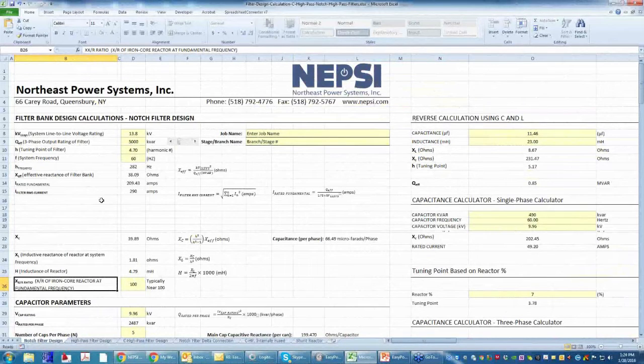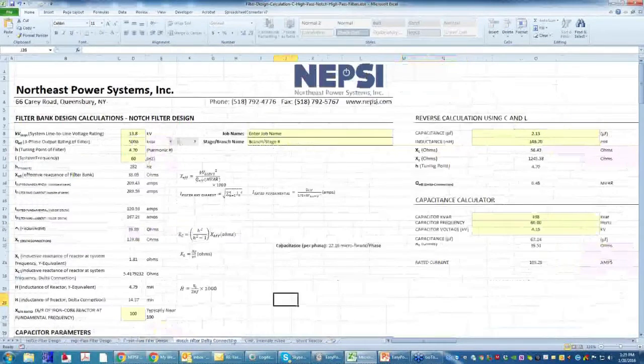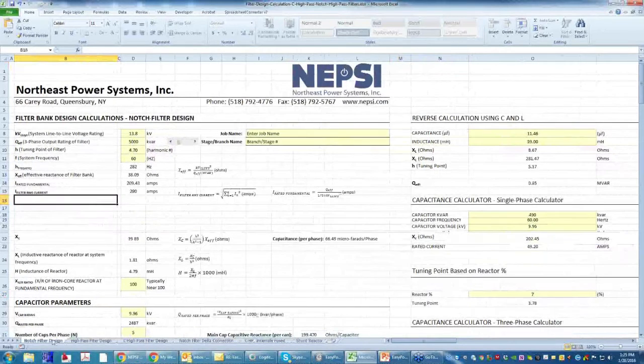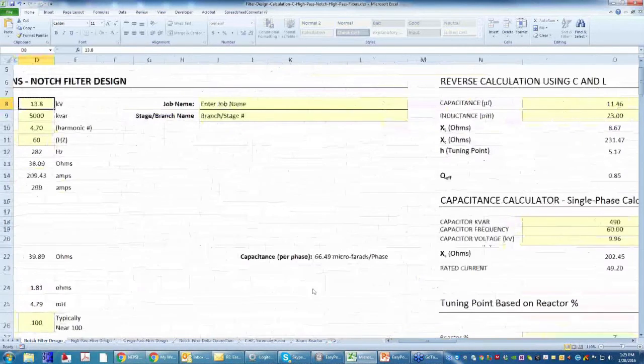So this spreadsheet tool we have on our website can design notch filters, high pass filters, C high pass filters, notch filters that are delta connected, and C high pass filters that are internally fused. So there are quite a few different sheets in this Excel spreadsheet. The yellow fields represent the basic parameters of the filter. So in this case, if I were to want to design a 13.8 kV filter, let me zoom in here.